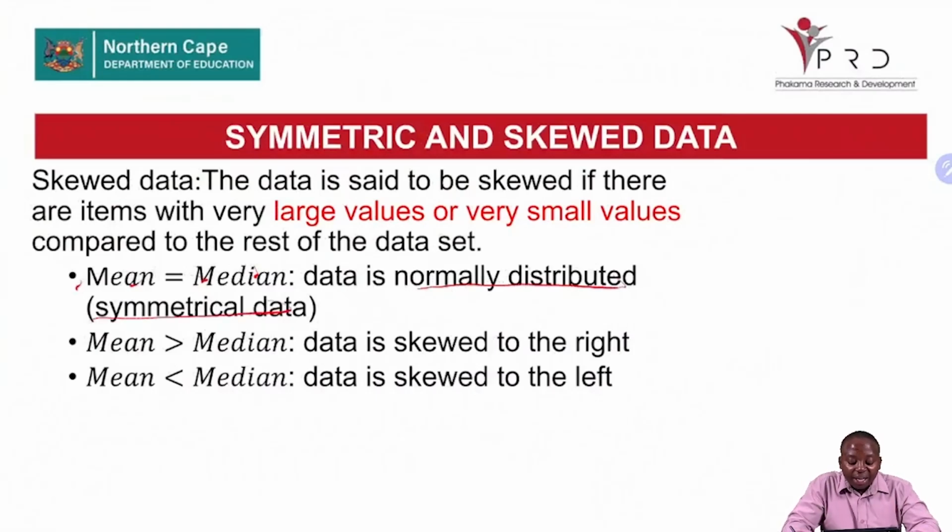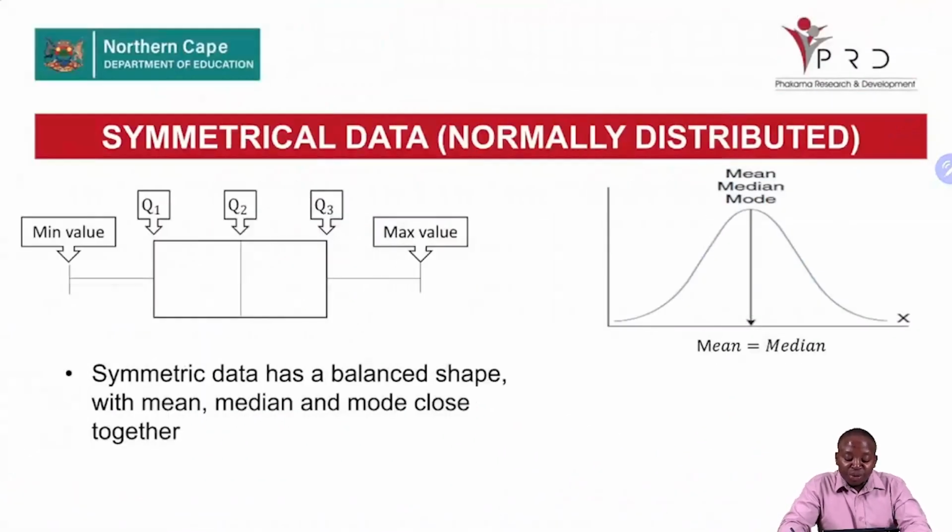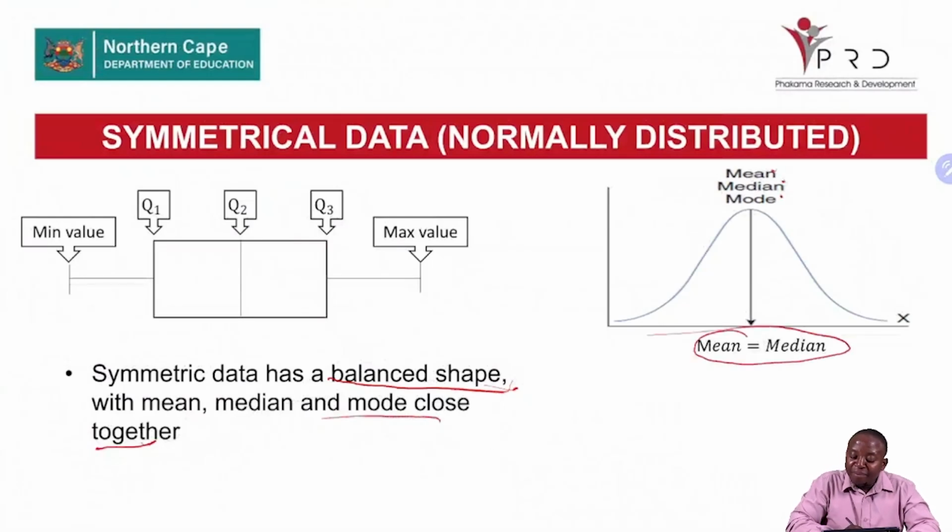When the mean is greater than the median, so what are we saying? The data is skewed to the right. When the mean is less than the median, the data is skewed to the left. So symmetrical, this is one we call a balanced shape, where the mean, median, and mode are close together. So the mean must be equal to the median. So all of these three must be close together.